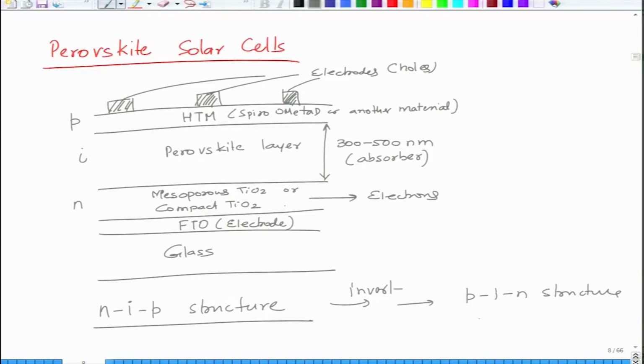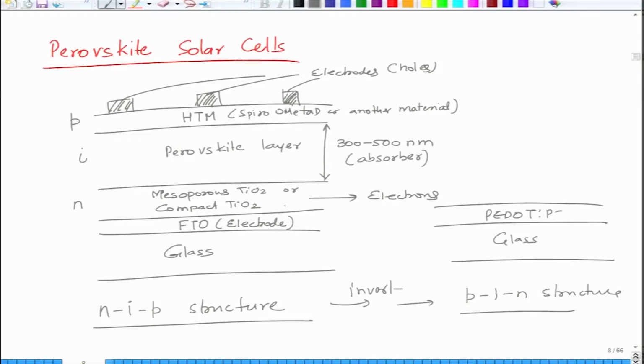Okay. So, you basically start counting from the glass side. From the glass side, if N is first, then it is NIP structure, if it is P first, then it is PIN structure. So, this other structure would be glass, it could be the second layer of PEDOT:PSS, which is a P-type material.